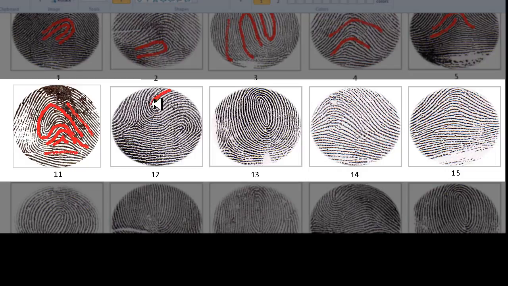Clearly this is two looping formations. And remember, a double loop whorl is not a loop. There are two separate loop formations here. This would make this a whorl, okay? Do you remember the elliptical formation here? That's what we have. This is another whorl.